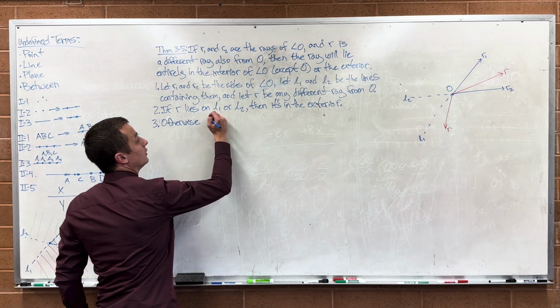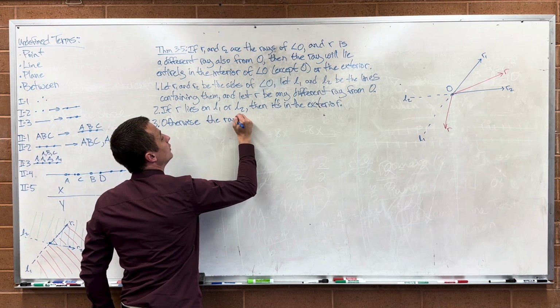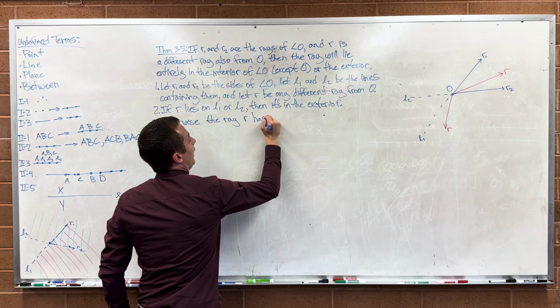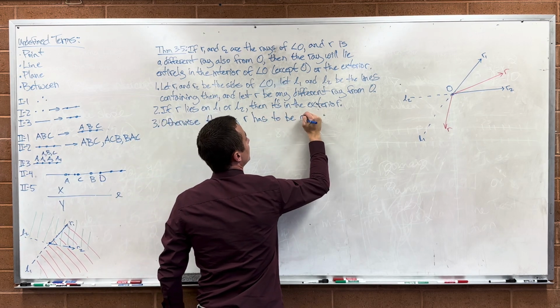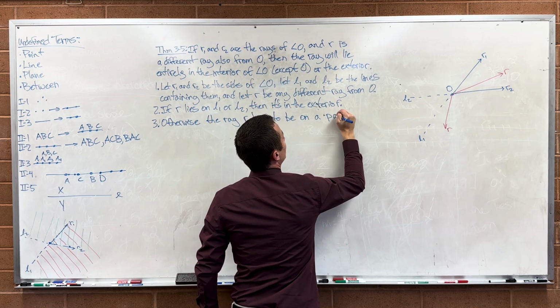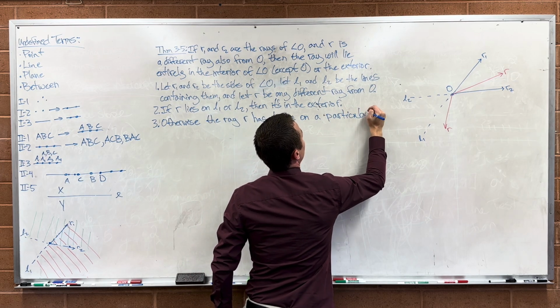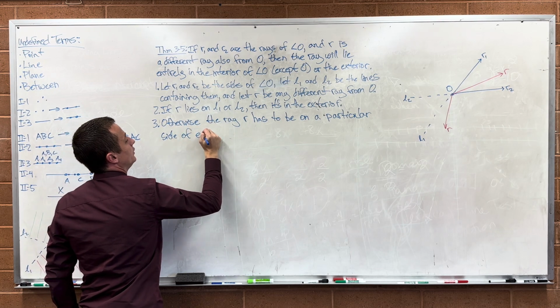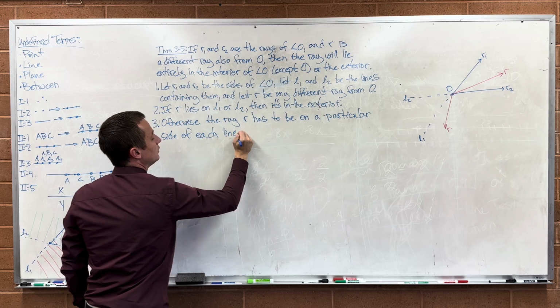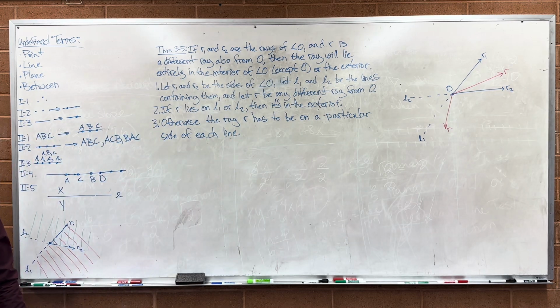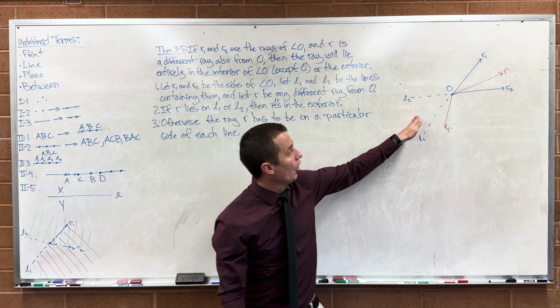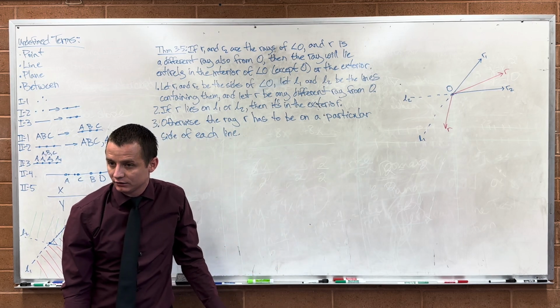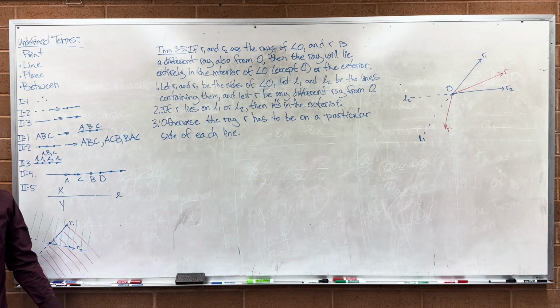So otherwise, the ray R has to be on a particular side of each line. Every point in the ray now lies on exactly the same side of each line. How do I justify that?